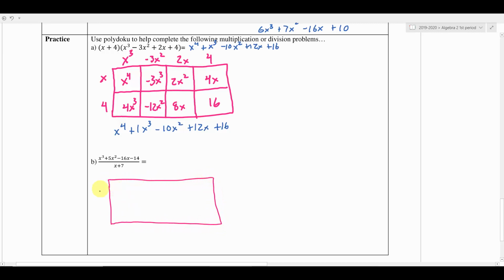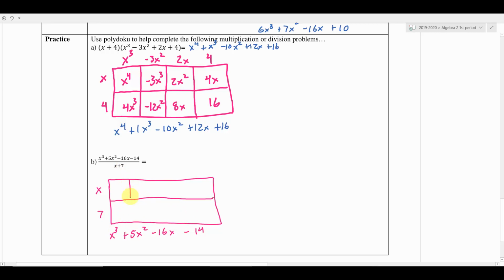And I'm going to put my x plus 7 here and split this 2 ways. And then remember, this x to the 3rd plus 5x squared minus 16x minus 14 is actually going to go down here along the bottom, remember, because we're going backwards. All right, so we have x to the third plus 5x squared minus 16x minus 14.